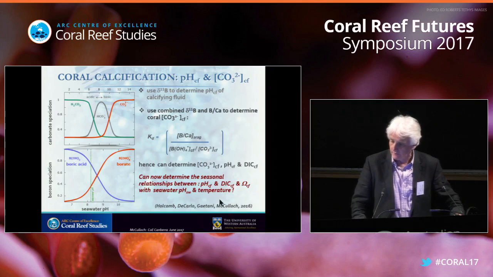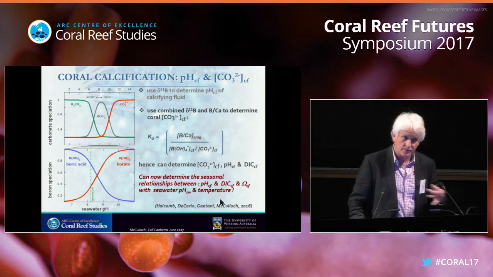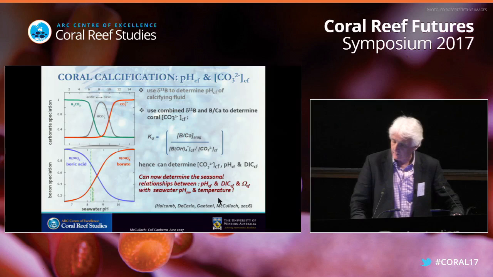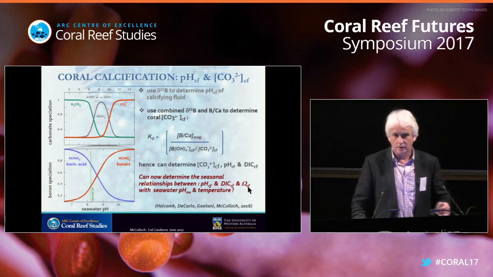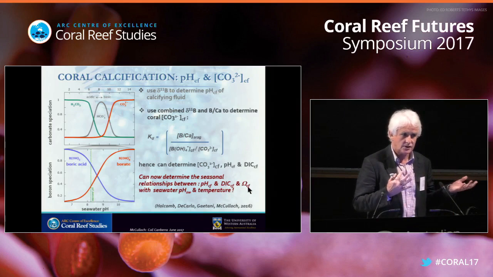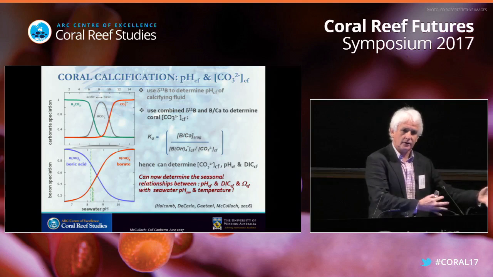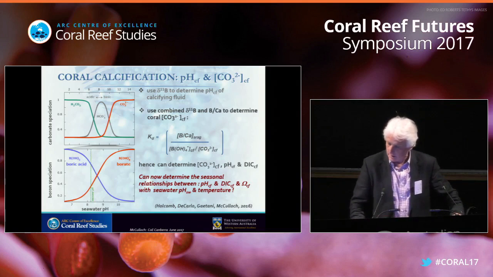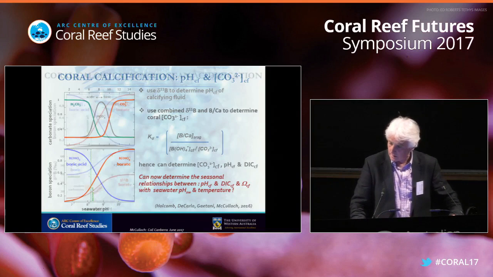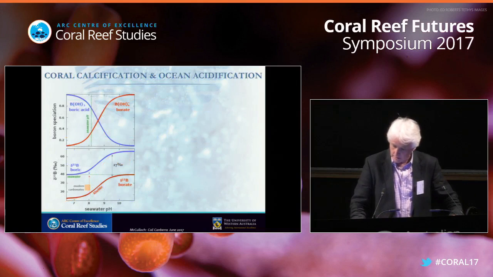And then, of course, remember we're getting this retrospectively from the skeleton, we can figure out the relationships between the pH, DIC, and this ultimate parameter, which is the saturation state of the calcifying fluid. Then we can ask the question: how is that related to seawater saturation state? And how do these change over time? Briefly, with the pH, I'll show you, because I'll be using this.